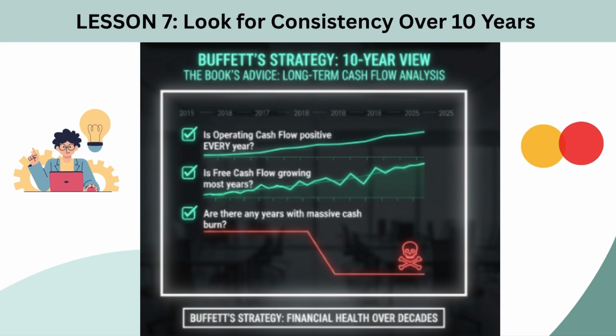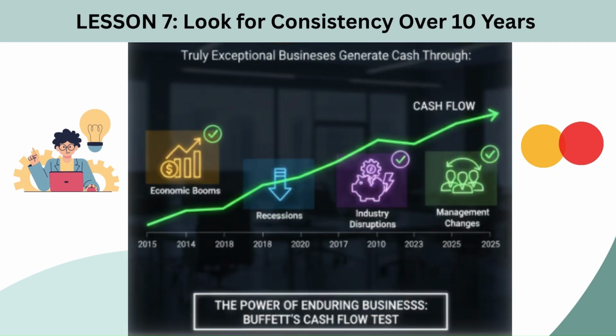Lesson 7. This is critical and where most beginners fail. One good year means nothing. Buffett doesn't look at last year's cash flow. He looks at the last 10 years. The book's advice: pull 10 years of cash flow statements. Is operating cash flow positive every year? Is free cash flow growing most years? Are there any years with massive cash burn?